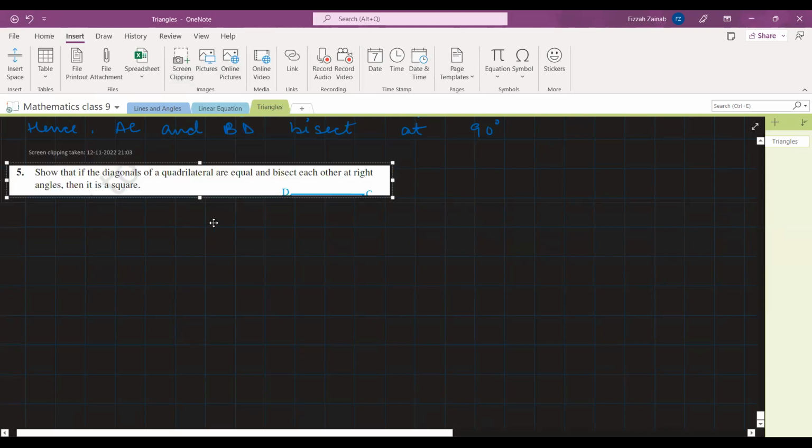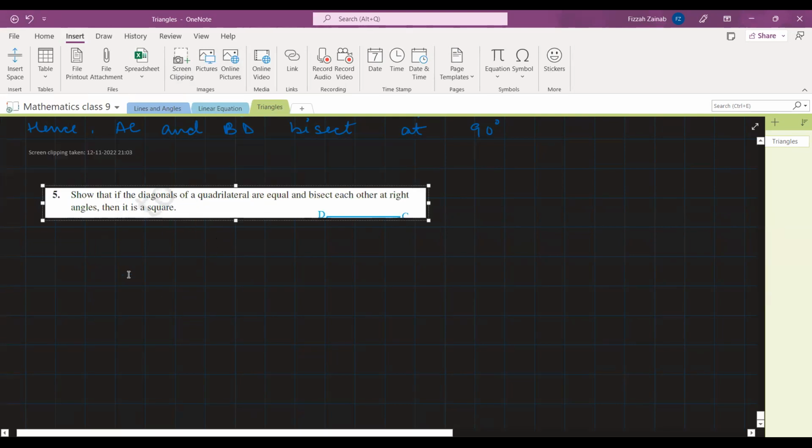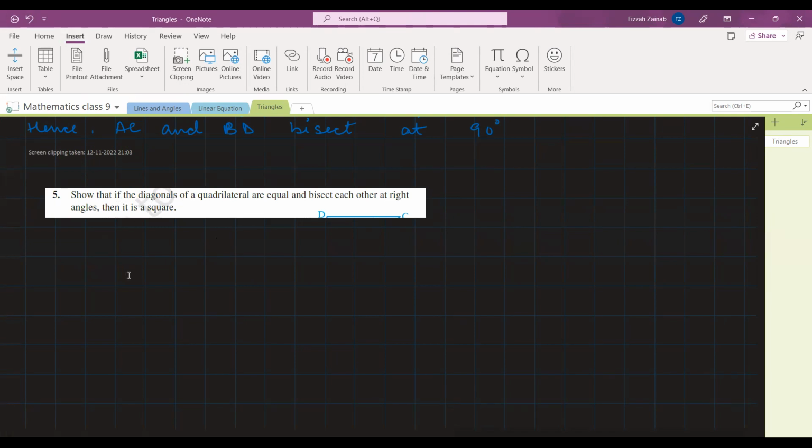Now this is just the inverse question, like the opposite question you can say. Show that if the diagonals of a quadrilateral are equal and bisect each other at right angles, then it is a square. So all the three things which we have just proved, they are given now and you have to show that it is a square. Is that clear? Yes. Okay.